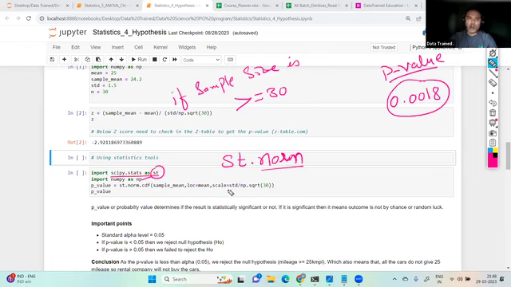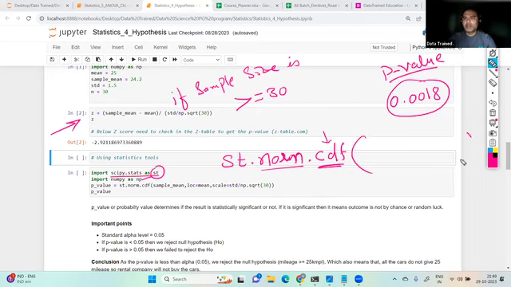That's why we're writing norm.cdf, cumulative density function. There is a function called CDF, cumulative density function. We are going to use that. This CDF function in statistics is going to do all this magic, whatever we have discussed.